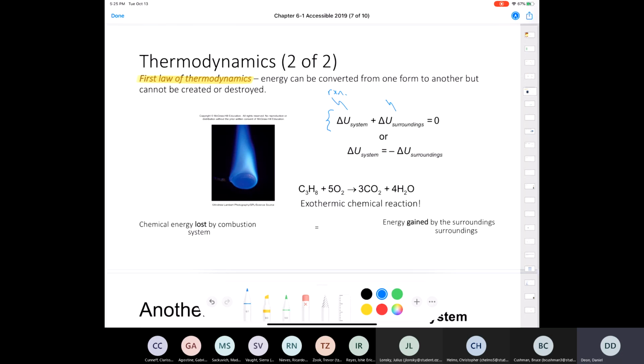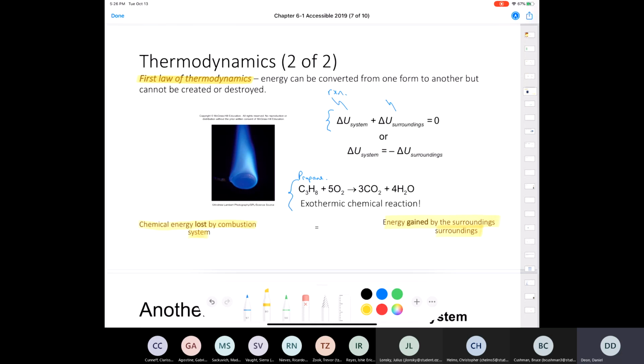Well, what I mean by that is, let's say you're burning some propane, okay? C3H8 is propane. If you're burning some propane, you generate energy. It's going to produce some energy. But that chemical energy gets lost by the combustion of that propane. Some of it's going to go into the chemical bonds of carbon dioxide and water, but we know that some of that energy is also going to go into the surroundings. And so the energy that's lost by combustion in that system has to go into the surroundings.